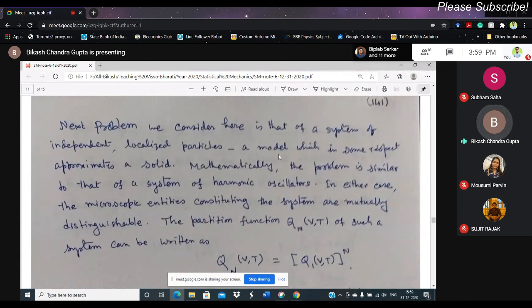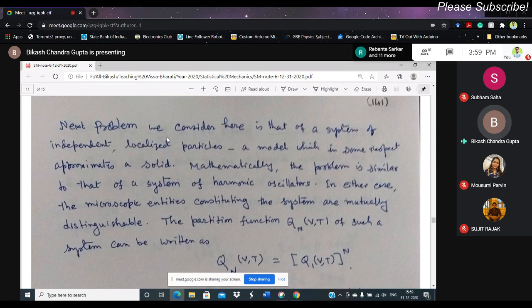Now, the next problem we considered was a kind of delocalized problem. Now we consider something which is a kind of localized one. Here we consider a system of independent localized particles, a model which in some respect approximates a solid. You know that, right? A solid is considered to be a collection of harmonic oscillators, or particles connected by springs which are oscillating about the mean position. That is the simplistic model for a solid.